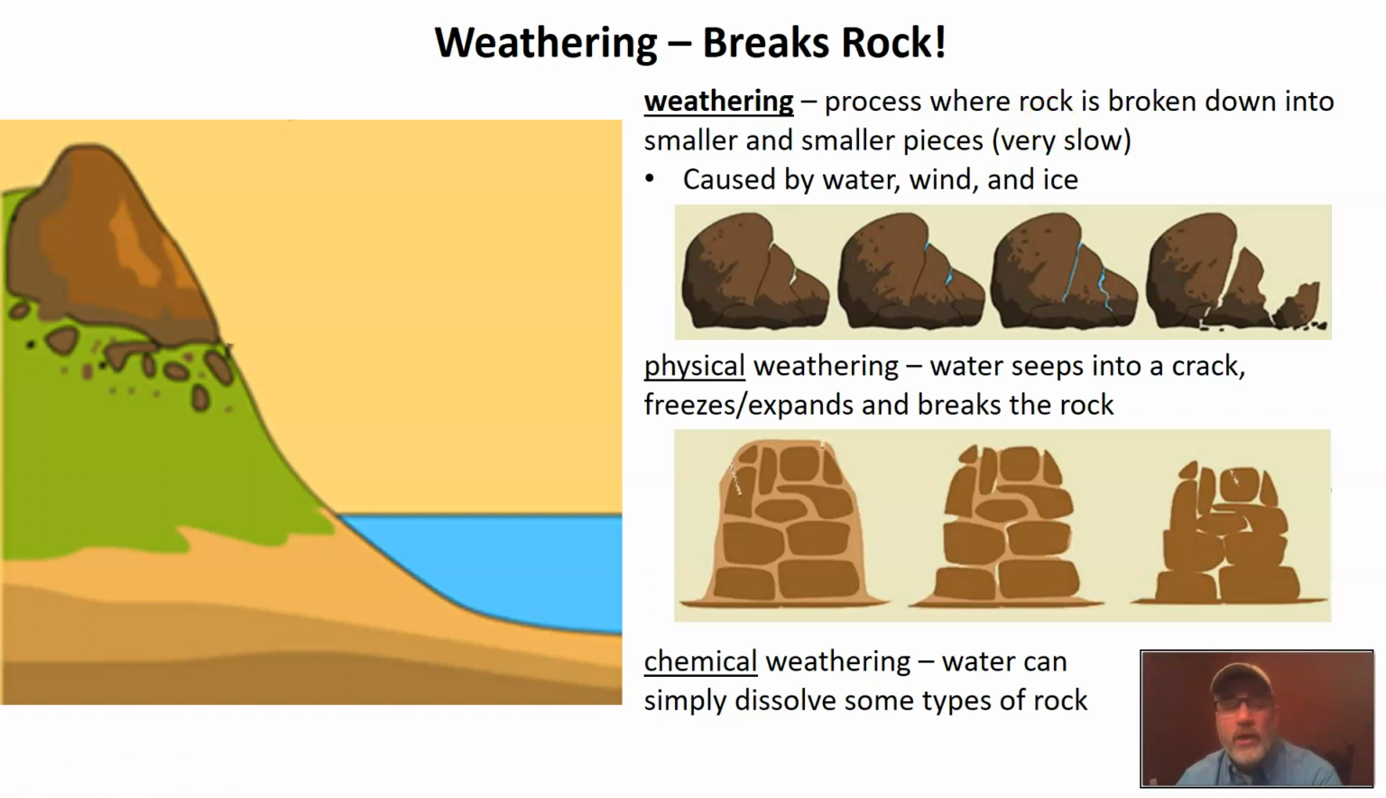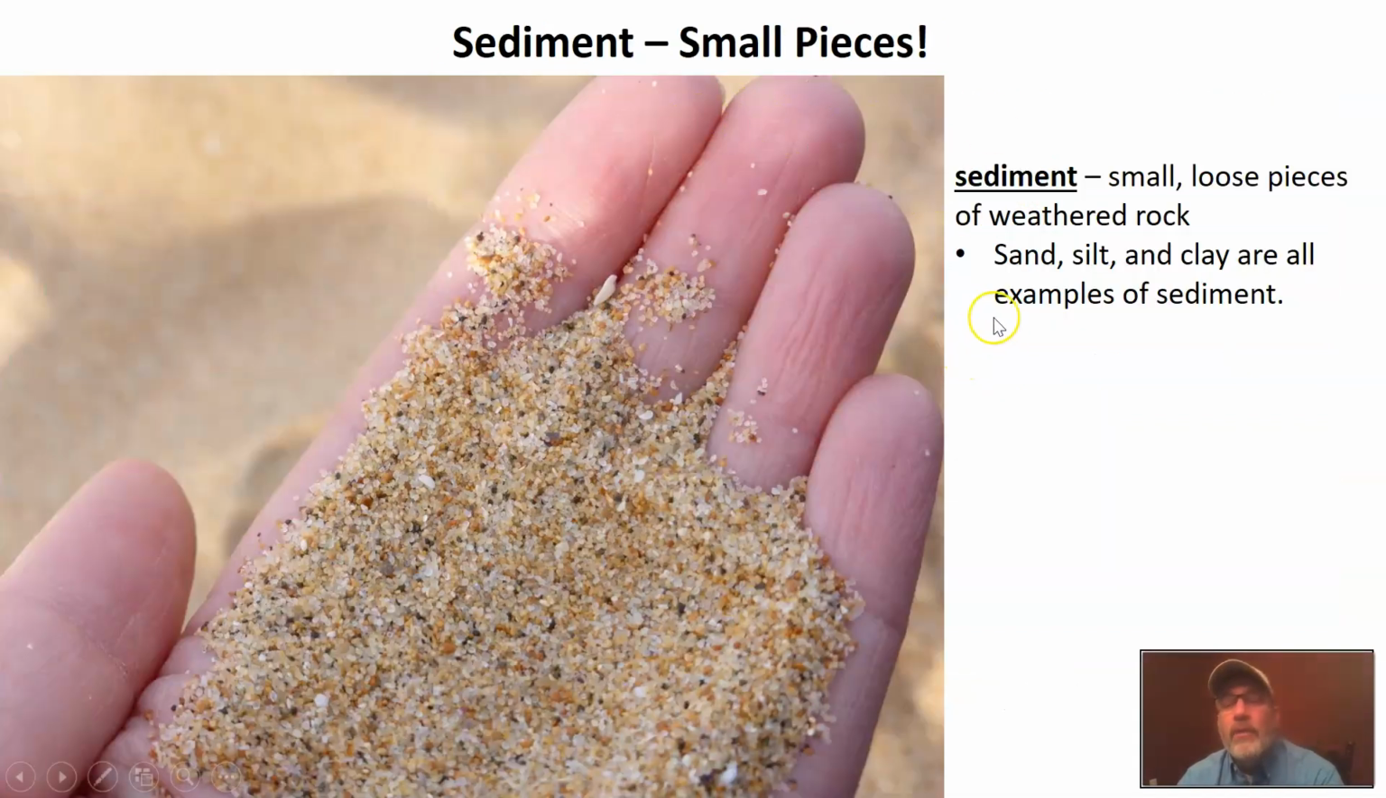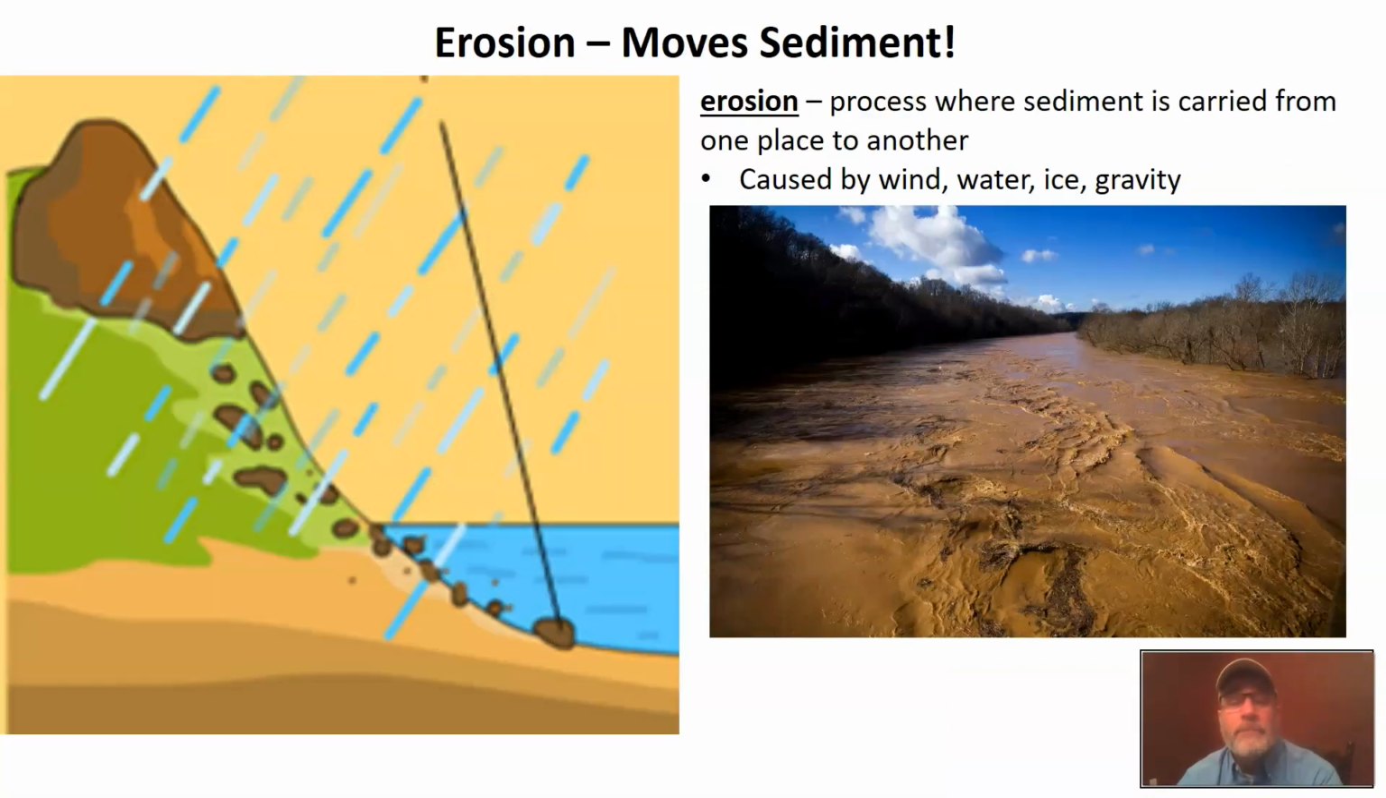This happens very slowly. Now, we actually have a very particular name for these small pieces of weathered rock, and we're going to call them sediment. This may be a word that you've seen before, maybe as part of another word, like sedimentary rocks. But yes, sediment are just these small pieces. When you see things like sand or silt or clay, a lot of the things that would make up the soil around you, those are all examples of sediment. Sediment is just small pieces of rock that have been weathered off of a larger rock.